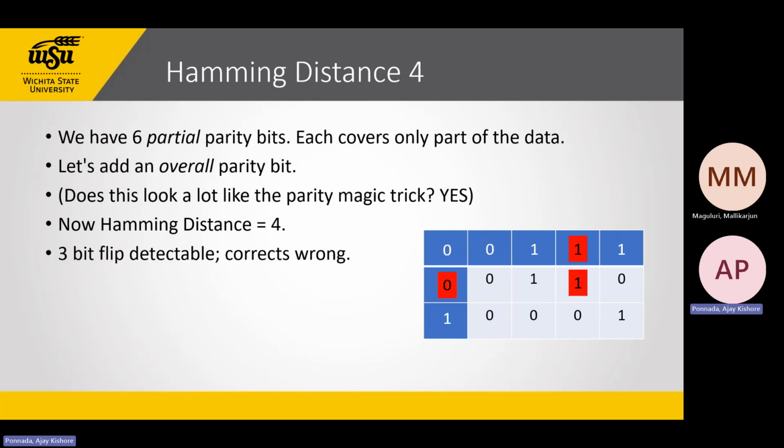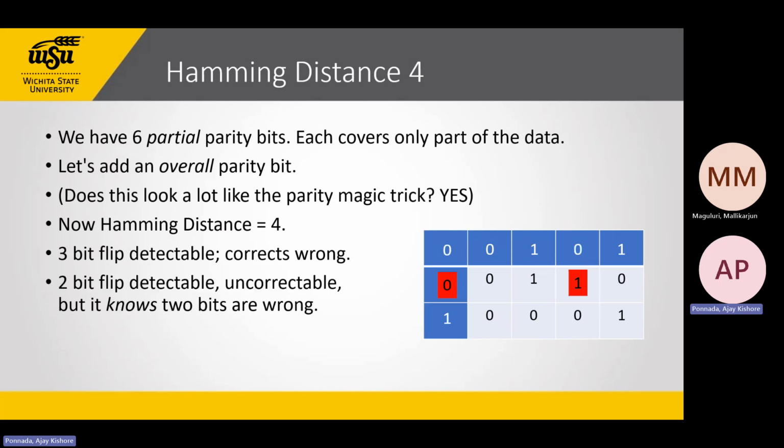So 3 flips are detectable but corrected wrong. It can detect 3 flipped bits, but it can't correct them correctly. So 2 flipped bits are detectable, but uncorrectable. So 1 bit flip remains correctable. So the difference between Hamming distance 3 and 4 is that distance 4 can detect 3 bits, but distance 3 can't detect 3 bits. That's the only difference between 3 and 4.